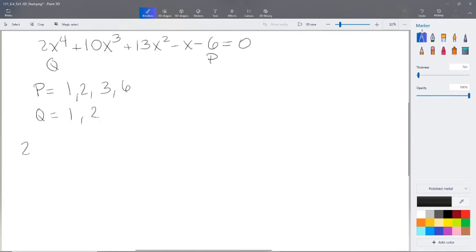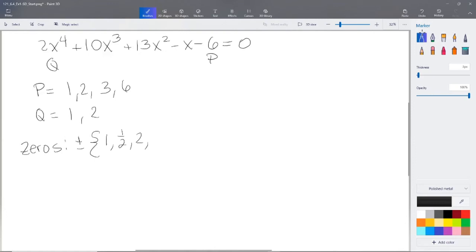All right, so let's talk about our zeros here. Got plus or minus, and then a bunch of things here. So we're going to take every p divided by every q. Here we go. 1 over 1 is 1. 1 over 2 is 1/2. All right, those ones are done. 2 over 1 isn't on our list. Let's put 2 there. But 2 over 2 is 1. It's already on the list. We're not going to redo that one.